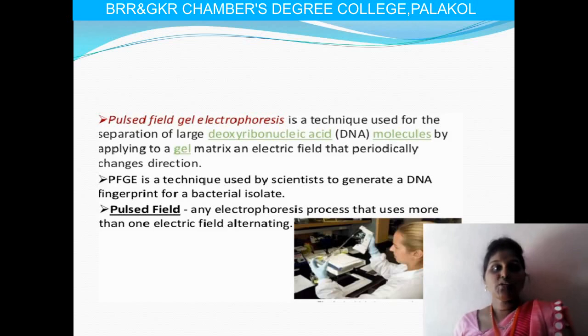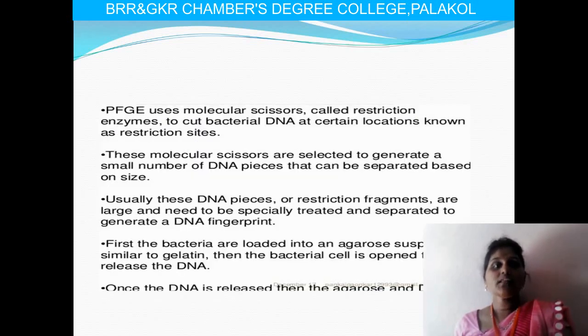The technique is used by scientists to generate a DNA fingerprint for a bacterial isolate. Pulsed field means any electrophoretic process that uses more than one electrical field alternately. Molecular scissors are selected to generate a small number of DNA pieces that can be separated based on size. Usually these DNA pieces, or restriction fragments, are large and need to be specially treated and separated to generate a DNA fingerprint.